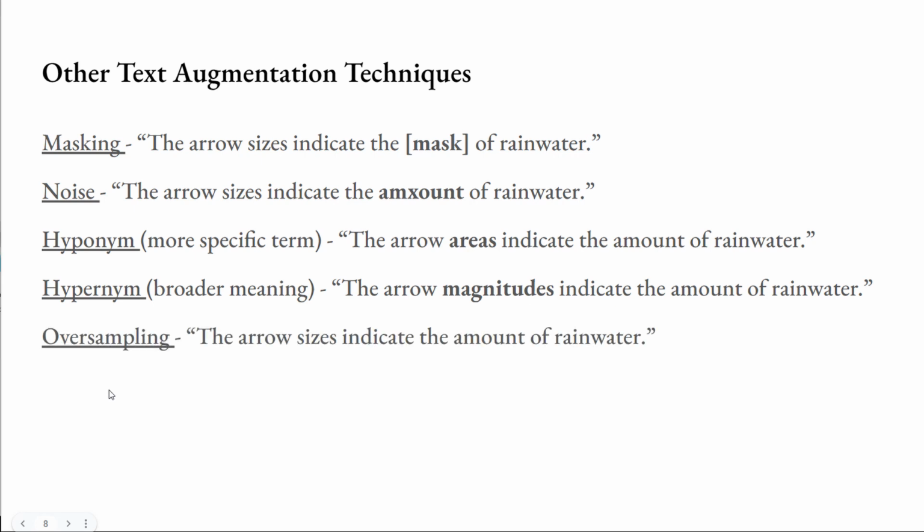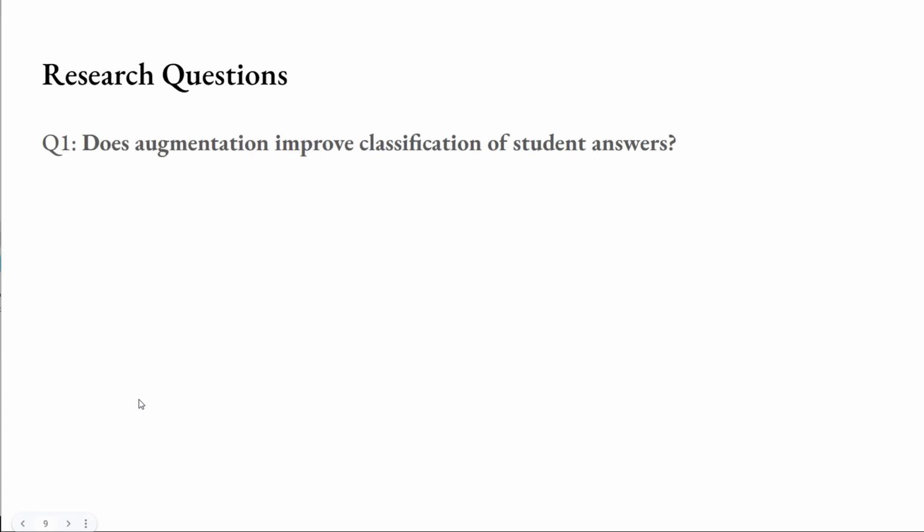And finally, oversampling is simply making copies of the original sentences and adding them to the augmentation population. We used all of these methods in our experiment. I'll get to the data and the specifics of our study in a moment, but now that we have all of these techniques in hand, we have several research questions to answer. Our first question is, does data augmentation improve classification of student answers?